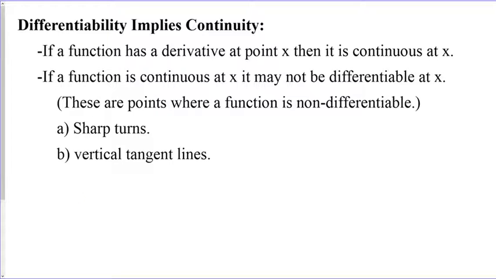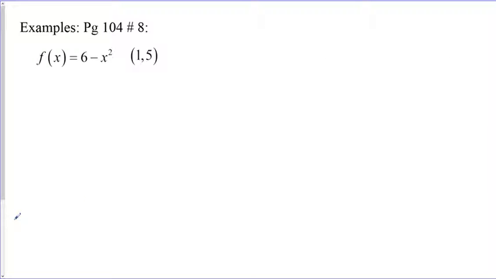All right, so let's do some examples here just to get a general idea of what we're looking at. So this first question comes from page 104, number 8, and basically what it says is find the slope of the tangent line at the point (1, 5).